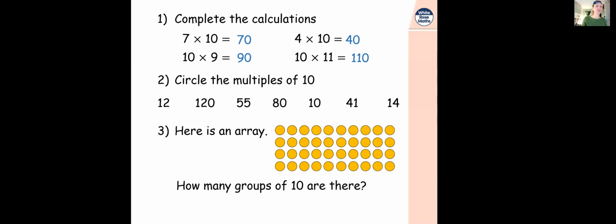Here is an array. Question 3. How many groups of 10 are there? Pause me and see if you can work out how many groups of 10 there are in that array. Maybe try counting the rows or counting the columns.